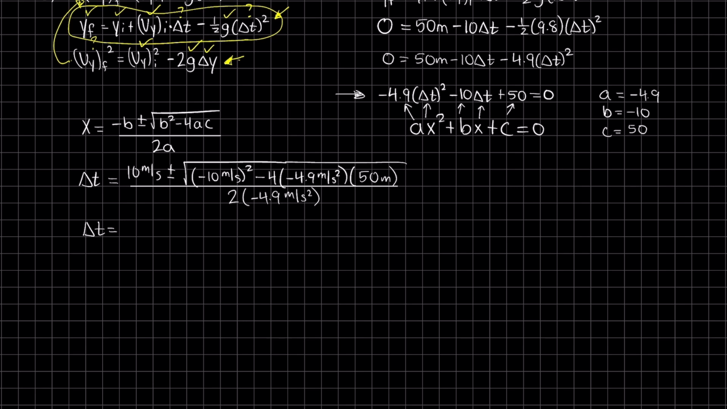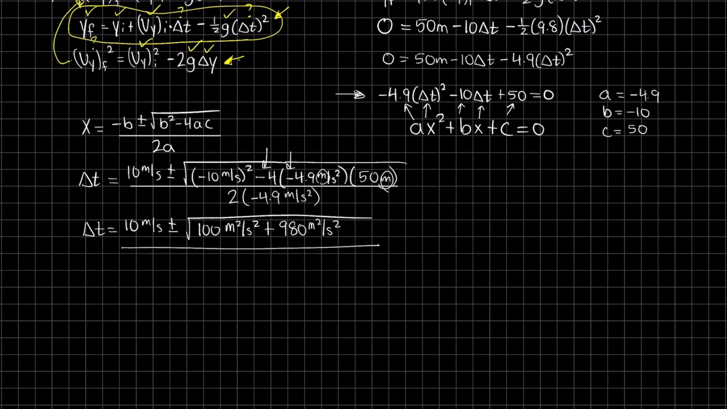Let's go ahead and simplify the radicand. So I get my 10 meters per second plus or minus the square root, negative 10 meters per second squared. Negative 10 times negative 10 is 100. Meters per second multiplied by itself is meters squared per second squared. Now, here I come to the minus 4 times negative 4.9. Here I get a negative times a negative, so I'm going to get a positive. When I multiply all of the numbers out, I'm going to get 980. I have meters in the numerator and meters in the numerator, so it's going to be meters squared per second squared. And everything again divided by 2 times a, which in this case would be negative 9.8 meters per second squared. Let's continue along.